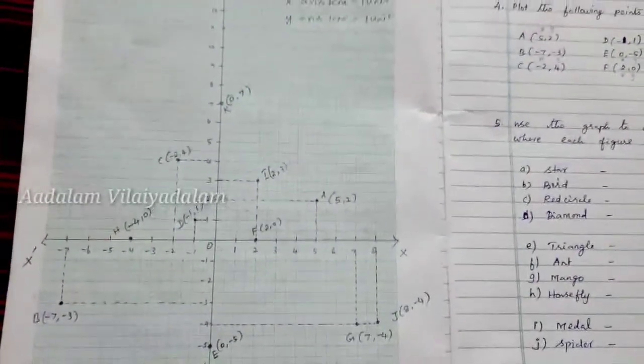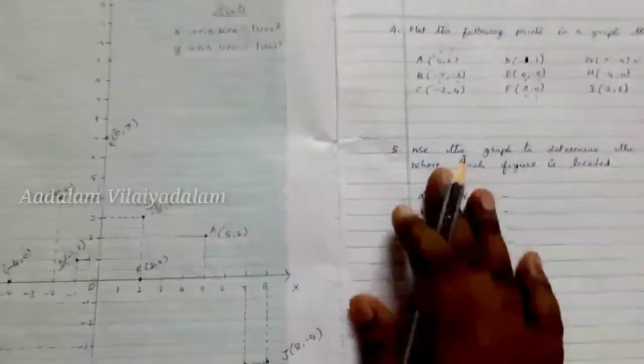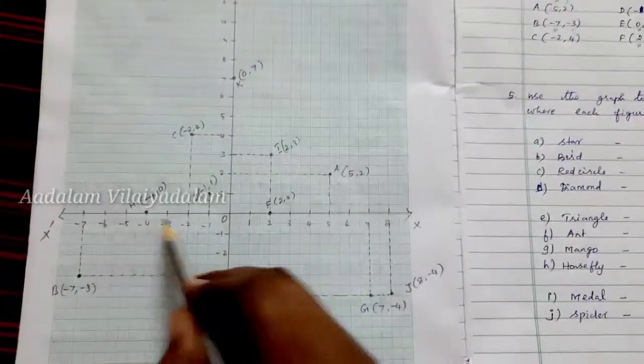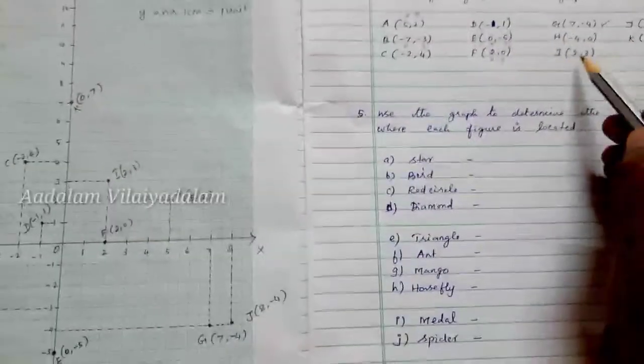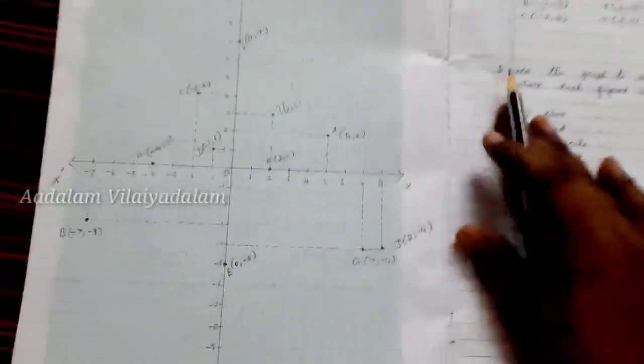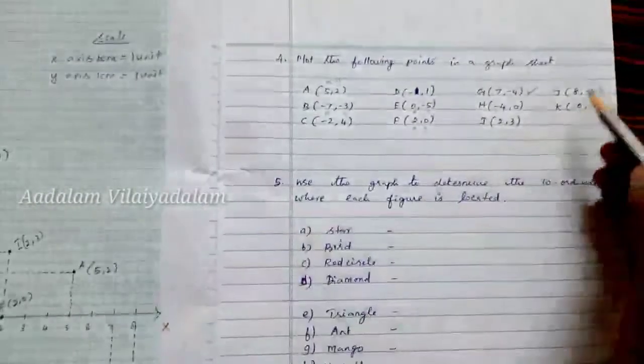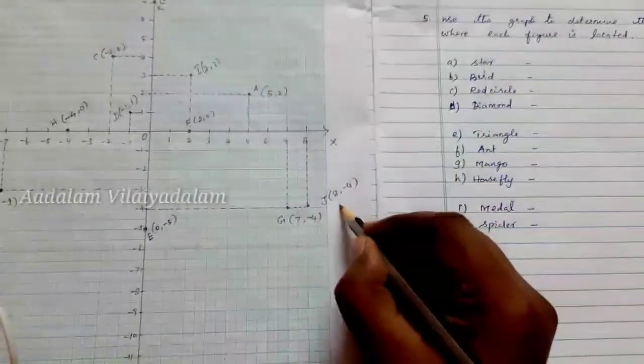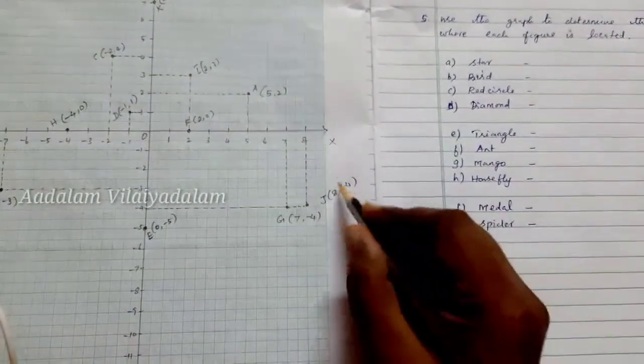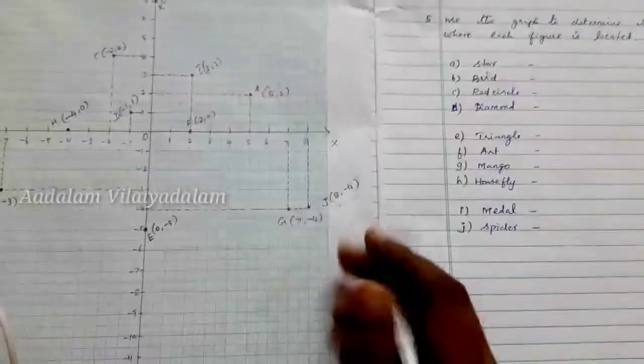Like that we can find -4, 0. It will lie on the x-axis. And for the I, 2, 3, both values are positive, will meet in the first quadrant. In the same way for the J, 8, -4. So 8 is positive and the 4 is negative. Both will meet in the fourth quadrant.